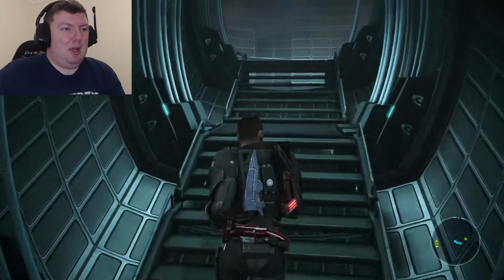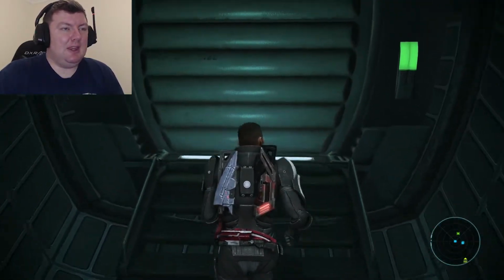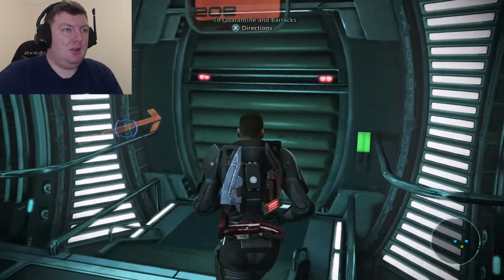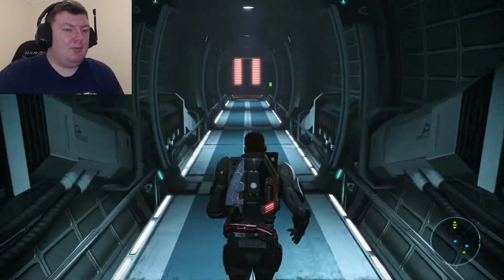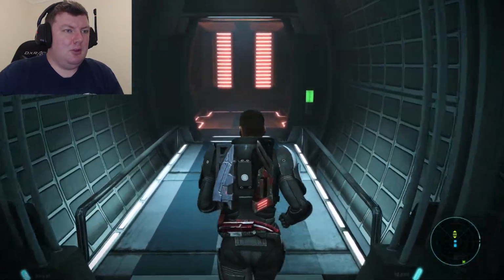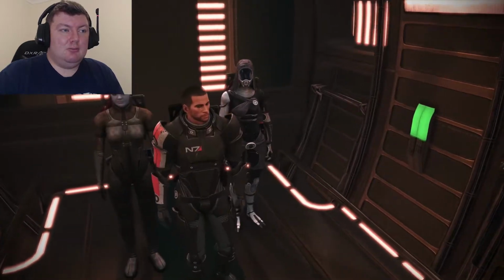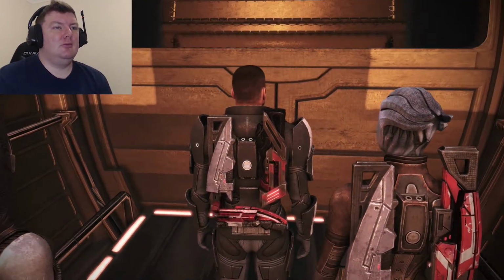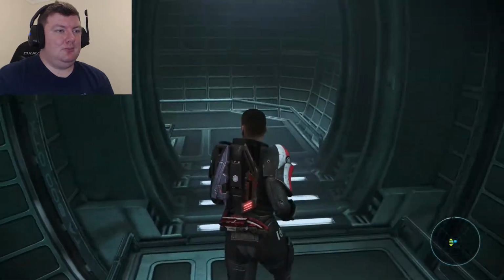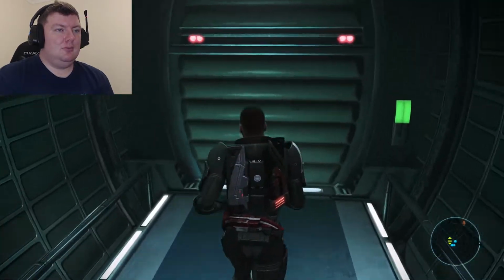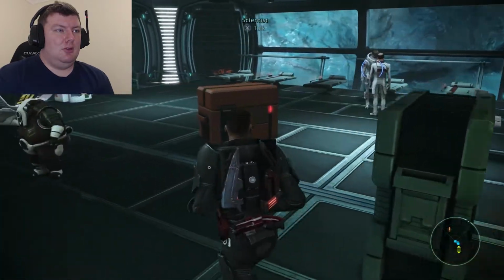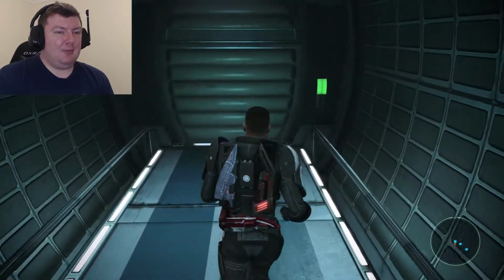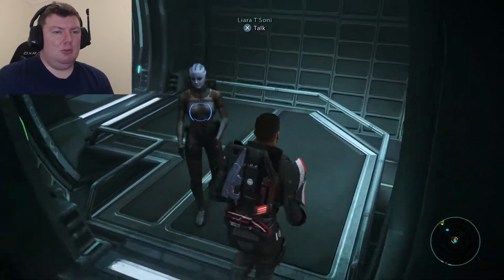Right, now I need to go back down to where the Asari tried to kill us, and then we can get into the maintenance area. I think this is the right way to do it. Could be wrong. We shall see. I'm not entirely sure if there's a right or wrong way to go about this. Alright, here we go. The maintenance area. No.